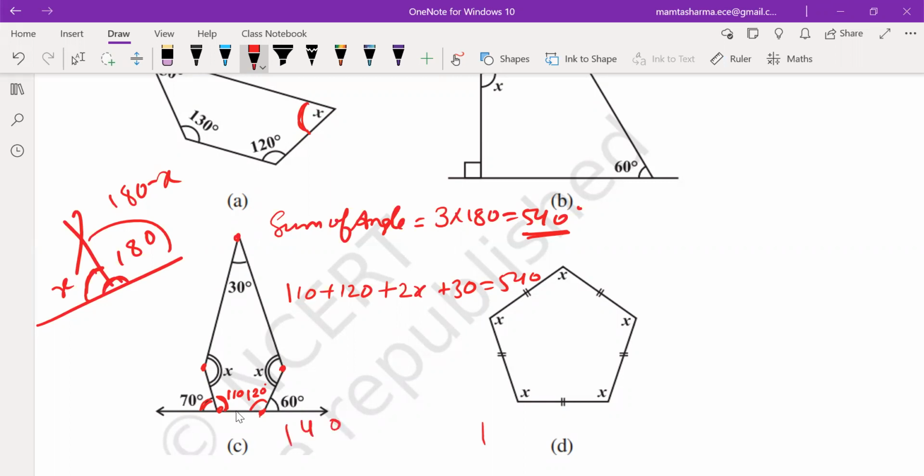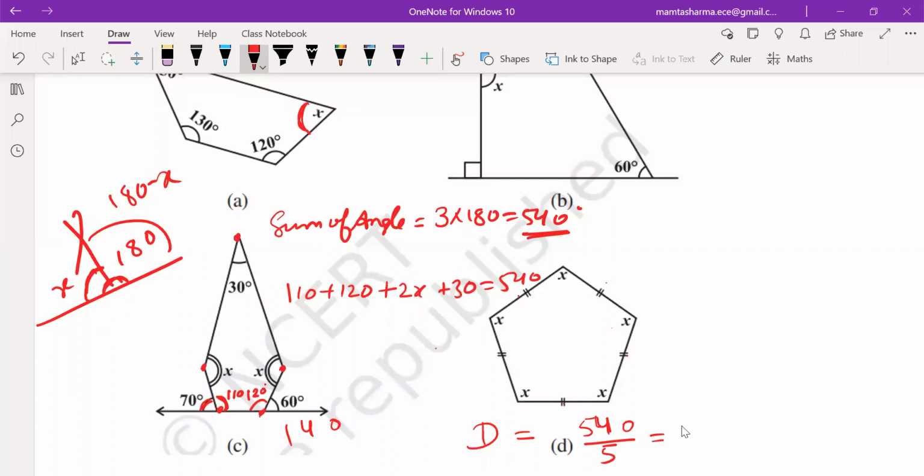And for D, it is? Ma'am, 72. Yes, 540 divided by 5. No, ma'am, 108, I think so. See, for C, how many sides are there? 1, 2, 3, 4, 5. For a pentagon, the total angle is 540, and all angles are equal. 1, 2, 3, 4, 5, 5 angles. How did you get 540 for a pentagon?